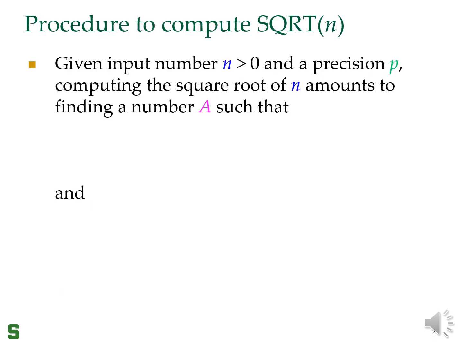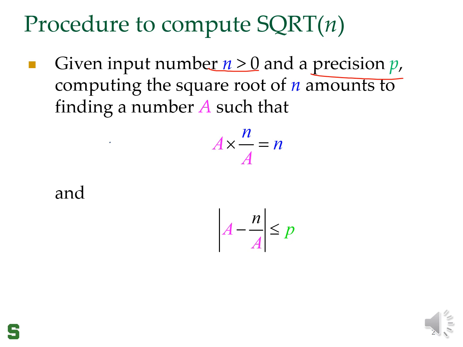Now, as I said, we can compute square root of n using addition, multiplication, division, and subtraction. The way we can do that is by using this observation. You are given an input number n that is greater than 0, and we want to get to the number that I want with a precision p, because square root of n may not be an integer, in which case identifying it precisely is impossible. So we want square root of n with certain precision.